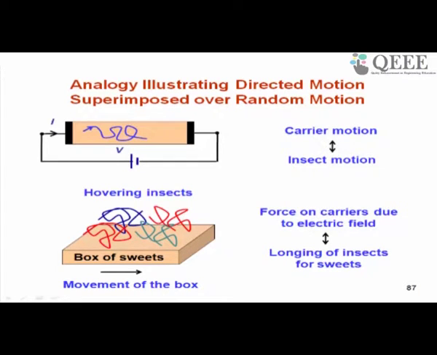So in this analogy, the carrier motion is like insect motion, and the force on carriers due to electric field is like the longing of insects for the sweets. So insects are feeling a longing for the sweet, that is why they are moving along with the sweet box. Similarly, when you apply an electric field, the carriers which are charged, they have a longing for the electric field, so they move. So that is the way. This is the picture you must hold in your mind of motion of electrons and holes in a semiconductor.